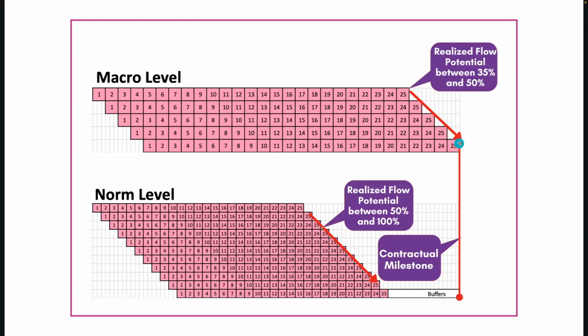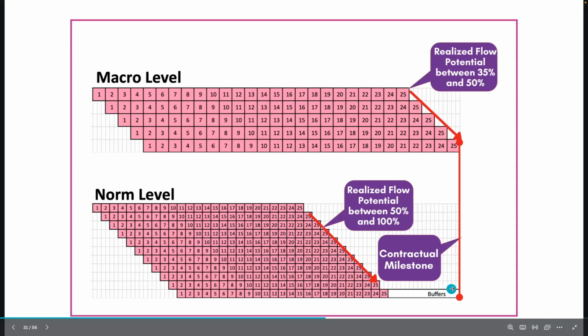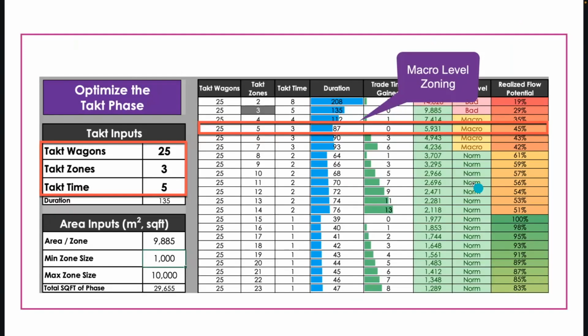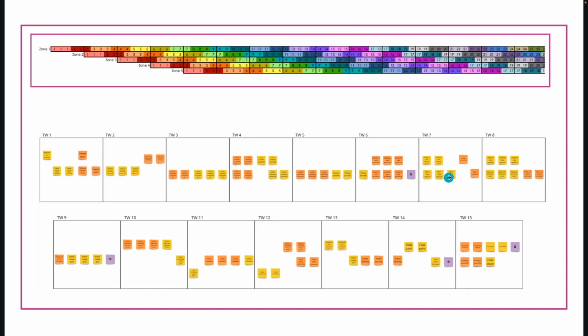And we want it in that range so that later we can optimize it between a 50 and 100% realized flow potential, which is our norm level, and gain buffers back in the schedule, which every schedule needs in order to be successful. Like I said, the macro level zoning strategy that the team is going to choose is 5 in this scenario.